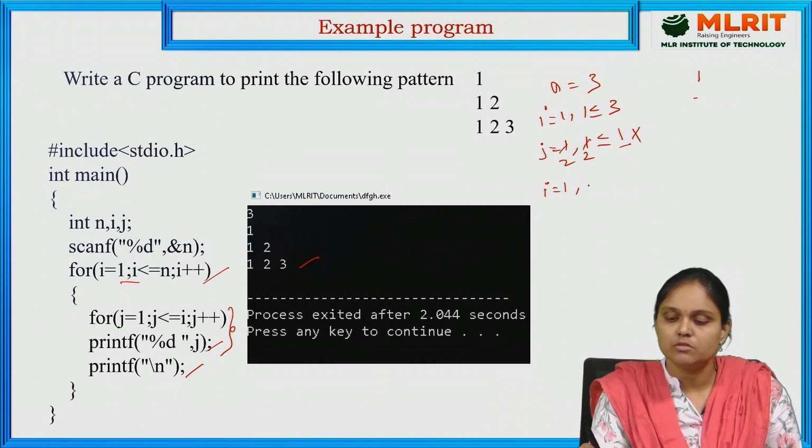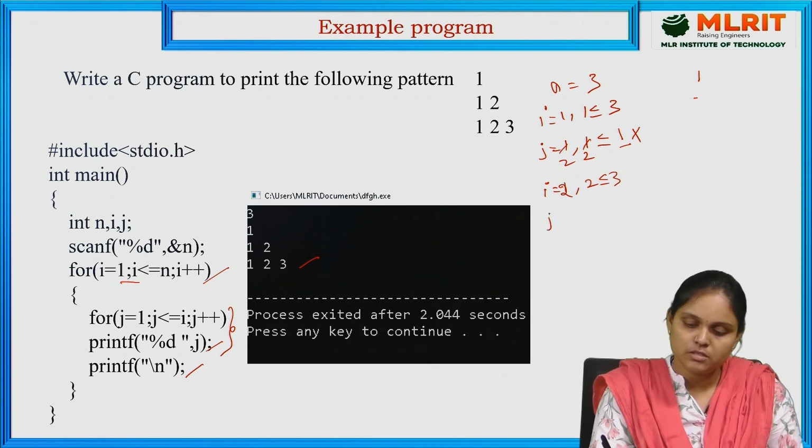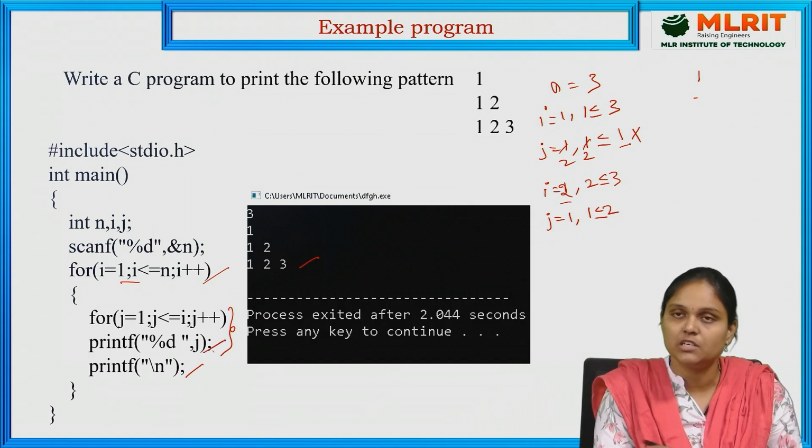i is equal to 1, i is equal to 2, and 2 is less than or equal to 3, the condition is true. So if it is true, again j is equal to 1 and 1 is less than or equal to i, here it is 2, so the condition is true. So what are we printing by using the printf statement? The j value. Here the j value is 1, so 1 we are printing.